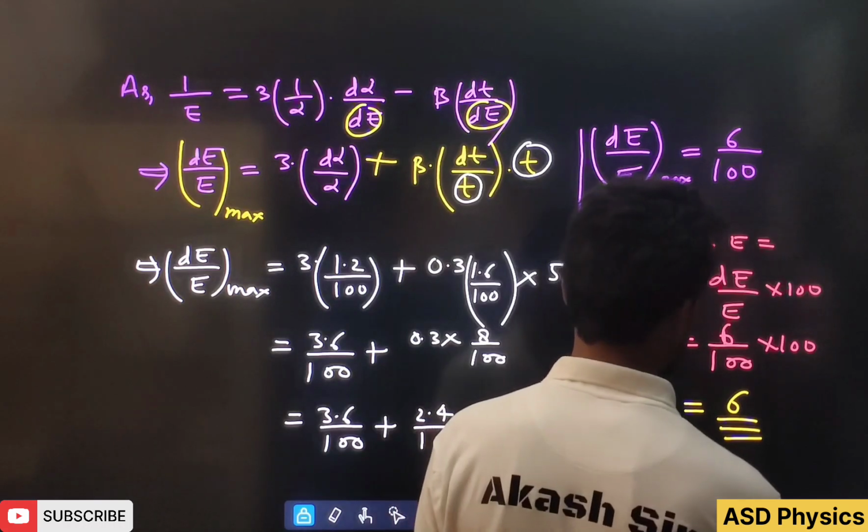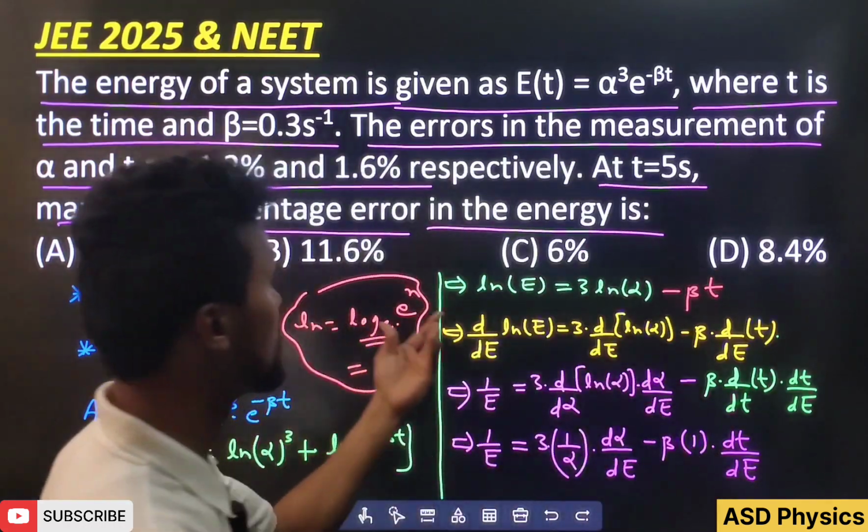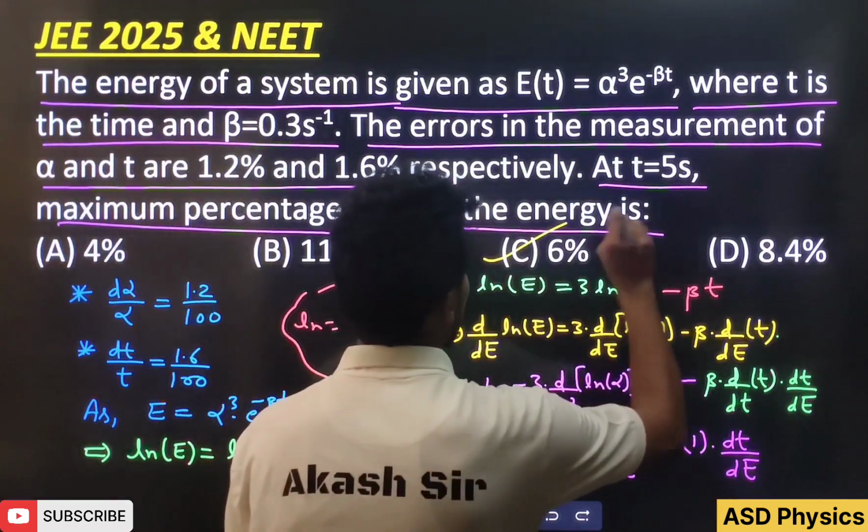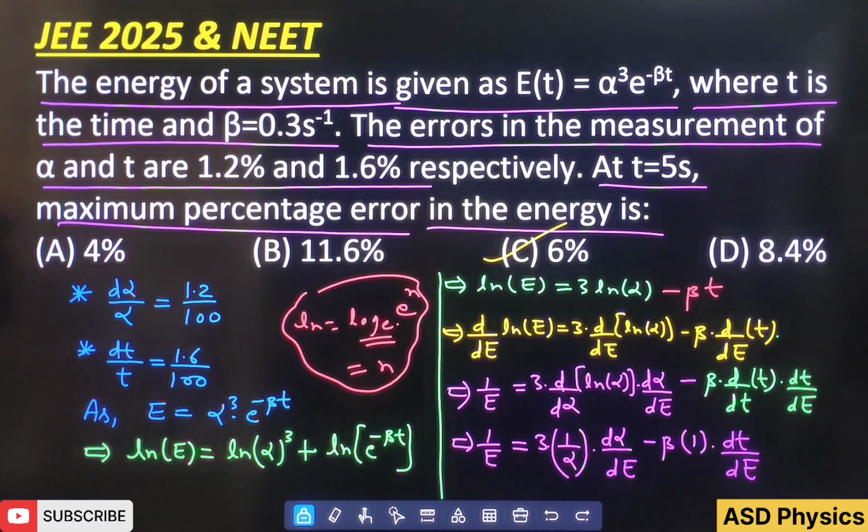Okay, so 6 means which option is correct here? You can see very well 6% is there. The correct option is option C. Okay, kindly see very well.